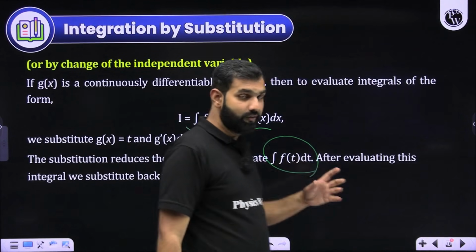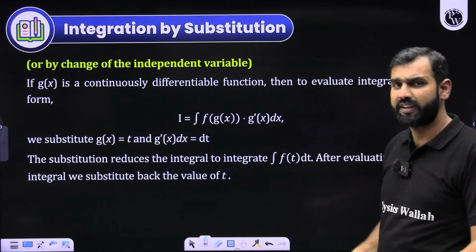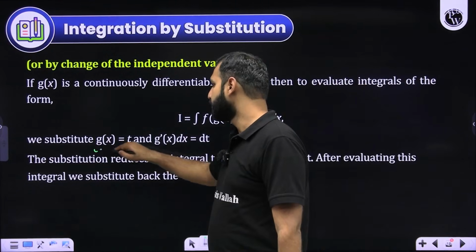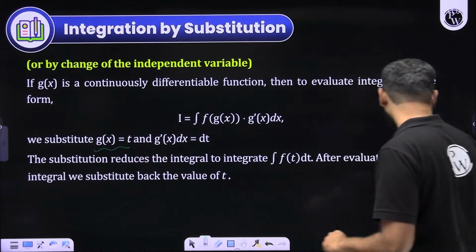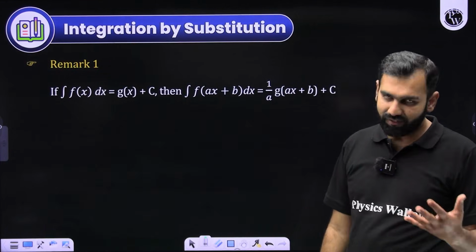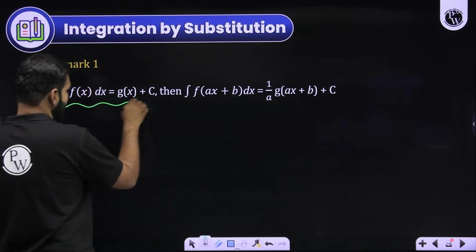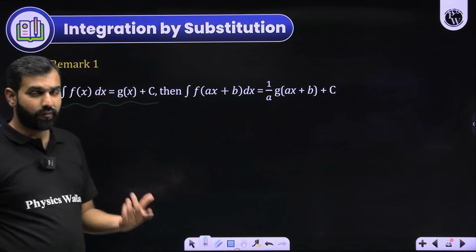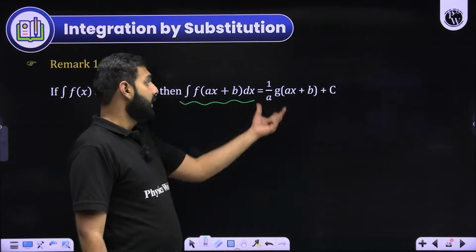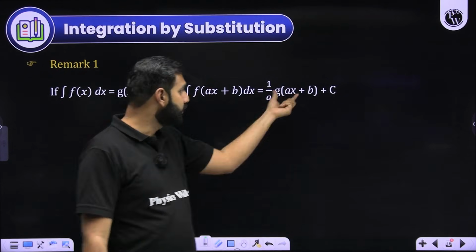And if we know the formula to integrate f(t) with respect to t, then we'll be able to solve this particular question. And in the end, again, I'll replace t by g of x. If you didn't get this part, I'll explain it with an example. Two more conclusions you should remember, then we'll understand it through an example. First of all, when f(x) is integrated and let's say g(x) is attained, then if f of ax plus b is integrated, g of ax plus b is attained, but here you need to divide that expression by a, the coefficient of x.